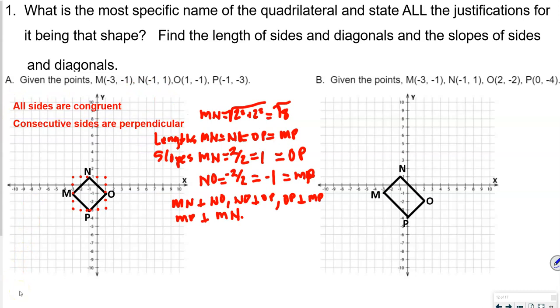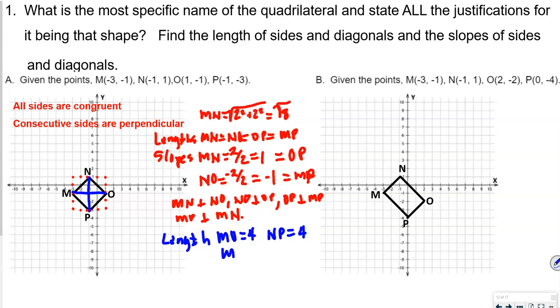Now let's talk about our diagonals. So we've got the diagonal NP and the diagonal MO. Okay, so let's see if we can find what the length of those are. So the length of the diagonal of MO, we can count it, right? 1, 2, 3, 4. That's equal to 4. And the length of NP is also 4, right? NP is equal to 4 as well.